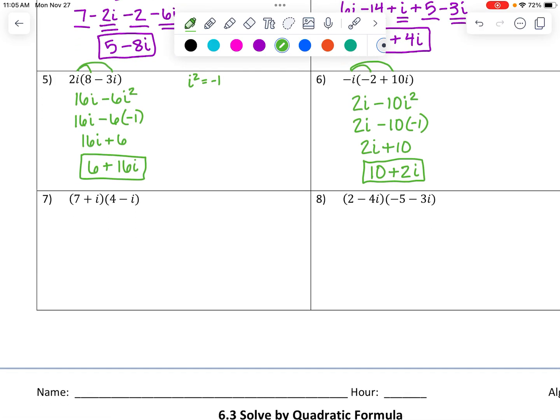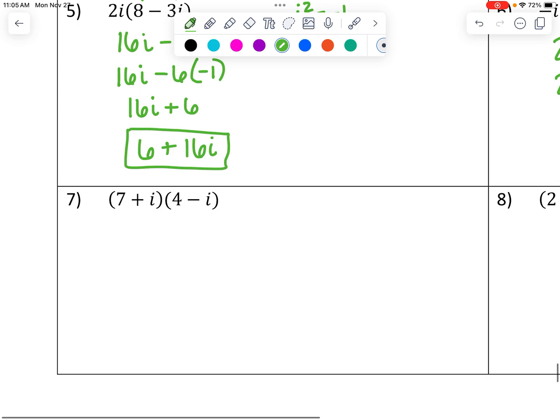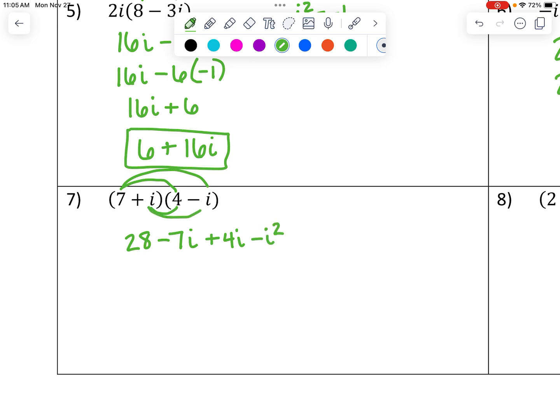All right, last 2 here with multiplication. Here's where we're going to make sure we distribute the 7 to both terms in the second set of parentheses and distribute the i to both terms in the second set of parentheses. So I have 7 times 4, I'm going to get 28. 7 times negative i, negative 7i. Now the i times 4, 4i, and i times negative i squared.